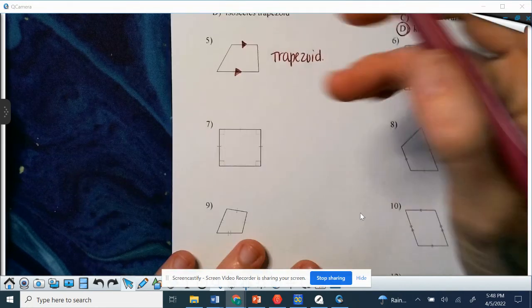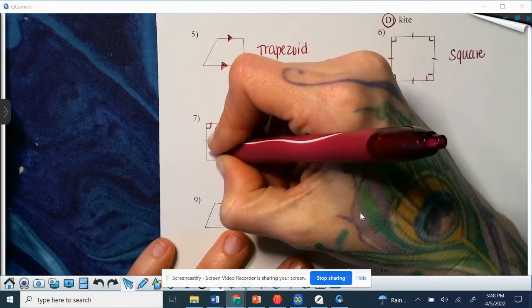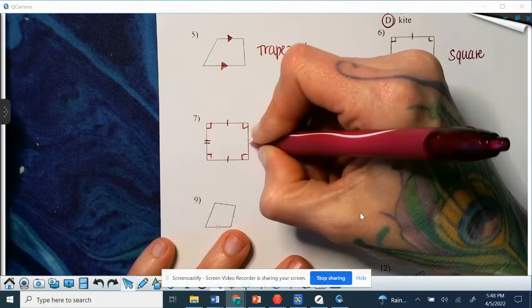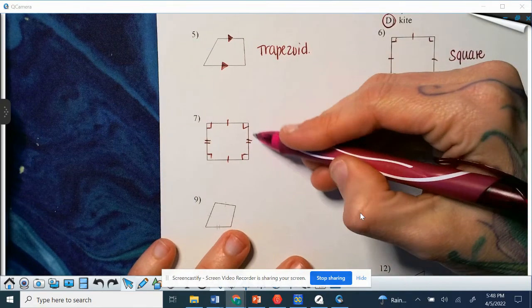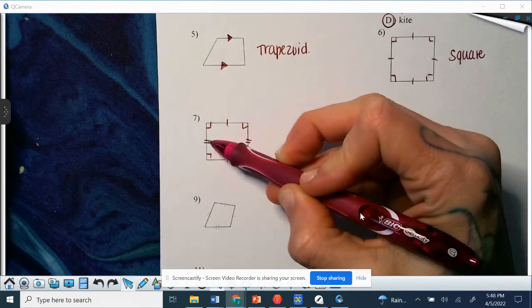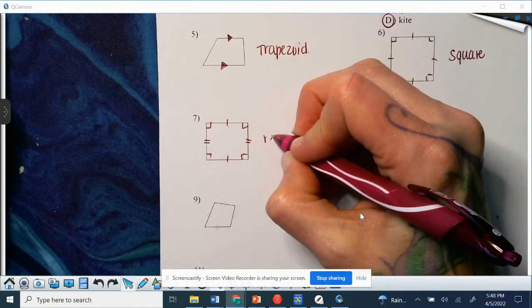All right, throwing a little wrench in it here. We have our four 90-degree angles. Opposite sides are congruent, but adjacent, so sharing the vertex, are not congruent. So it's not a square. The square has to have four congruent sides. It's not a trapezoid as the best answer. It is a quadrilateral, obviously a good answer, but it's not the best answer because we know that these two sides are congruent and these two sides are congruent. So it's going to be a rectangle.